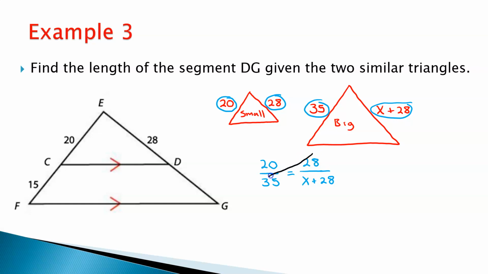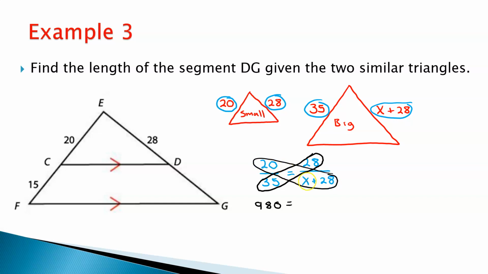If I cross multiply this way first, 35 times 28, that gives me 980 is equal to... Be careful when you cross multiply the other way though, because you're going to have to multiply 20 times two things here, not just the x, but also the 28.